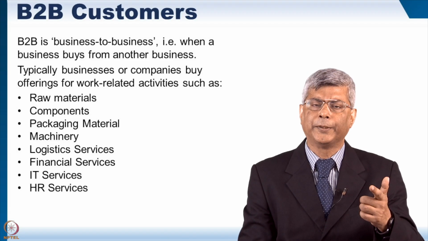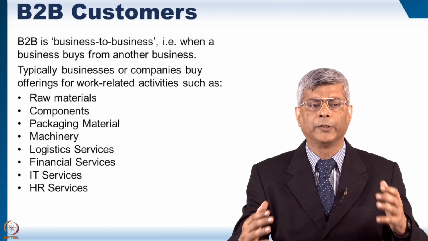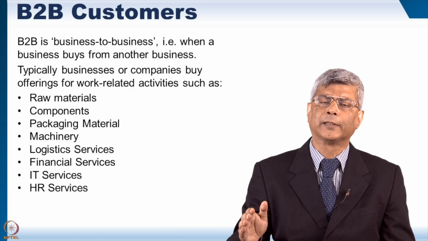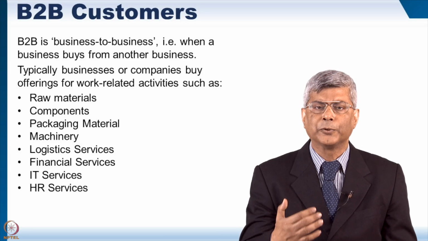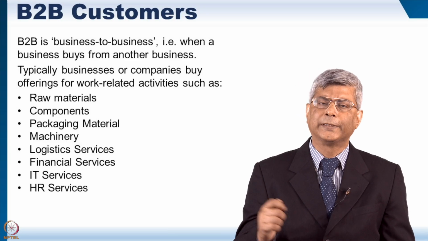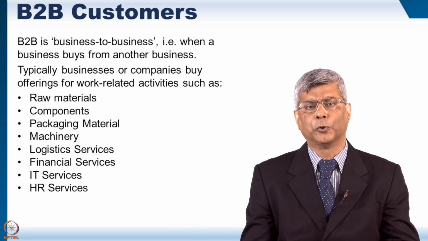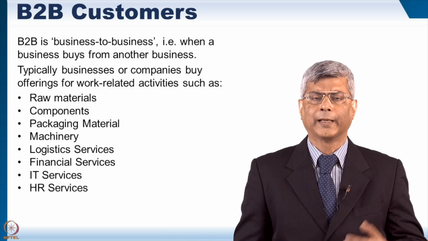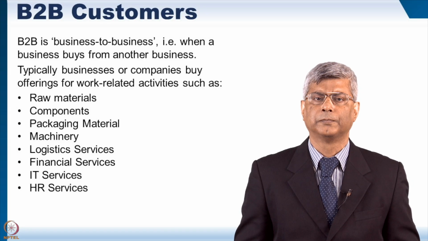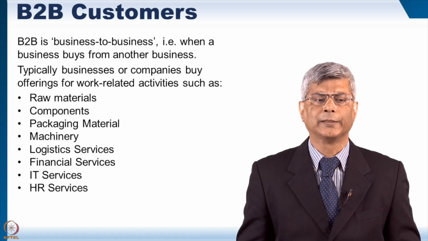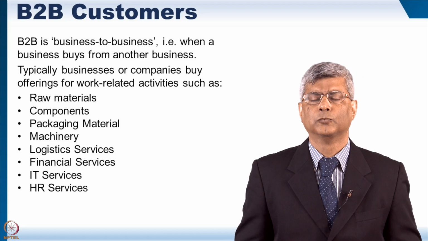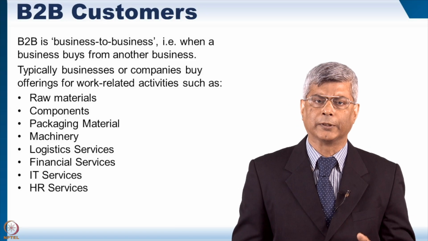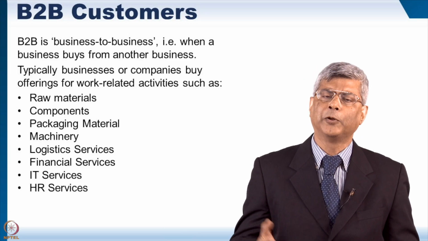So businesses buy raw materials, components, they buy packaging material, they buy machinery. But they also buy services, logistics service, trucking service, shipping service to move their goods, warehousing services. Businesses also buy financial services from banks. They take a loan. They have a current account. They collect money through the bank accounts. So businesses are buying financial services. They're buying IT services. So every business will have an IT network, information technology networks, computers and servers and routers and cloud services. And they'll be buying HR services.